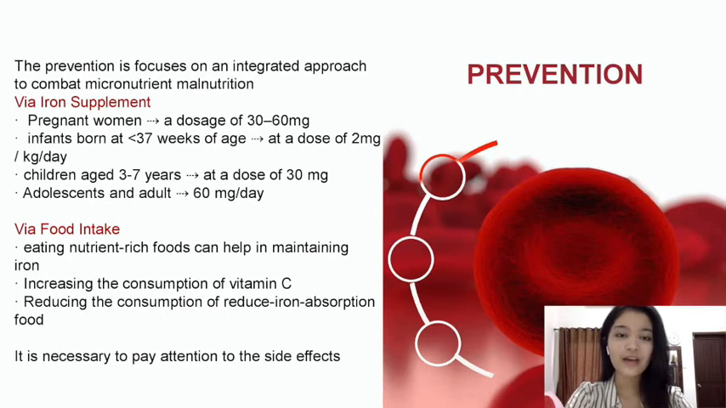The prevention of iron deficiency anemia is focused on maintaining iron levels in the blood, with an integrated approach to combat micronutrient malnutrition. We can do it through dietary iron, by taking iron supplements as well as iron-rich food. For iron supplements in pregnant women, we could take a dosage of 30 to 60 mg of elemental iron. In infants born at 37 weeks of age or below, we could give 2 mg per kilo per day in addition to breastfeeding. In infants aged 4 to 6 months, 30 mg per day, and in adults, a dose of 60 mg per day of elemental iron.